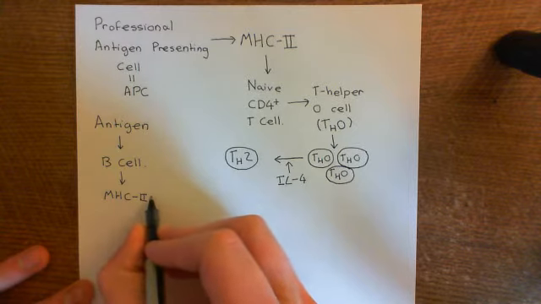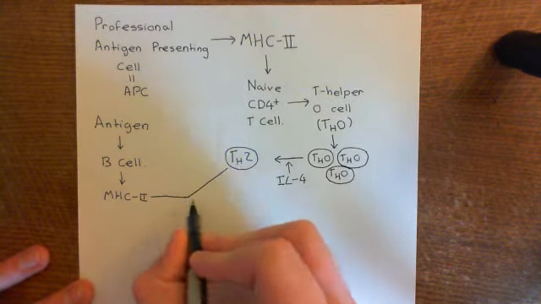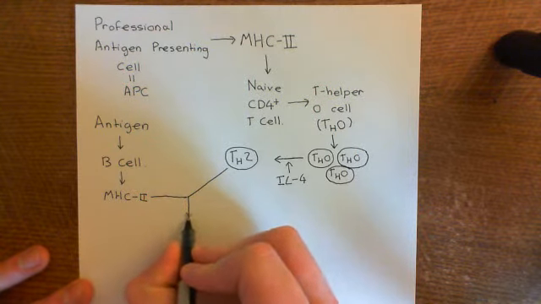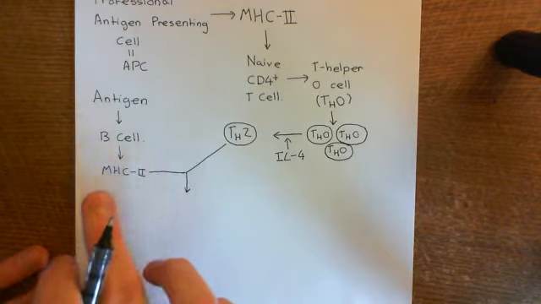It's then going to present it to this T helper 2 cell, which is armed against that antigen fragment, and the T helper 2 cell delivers a stimulatory signal to this B cell.